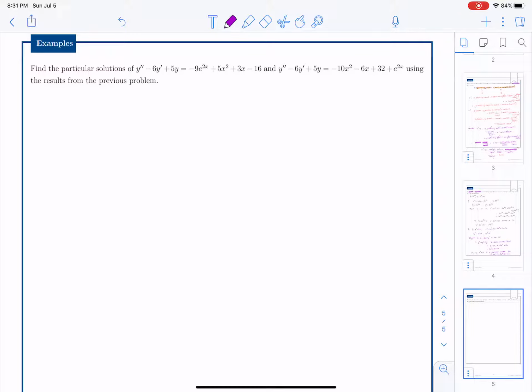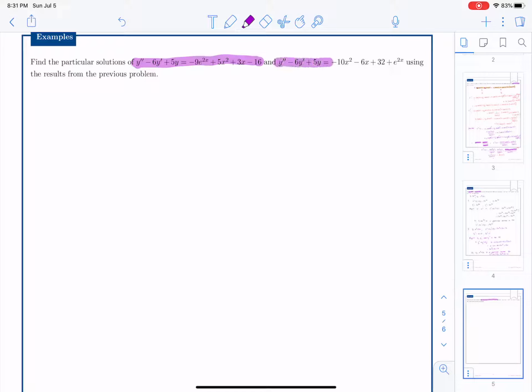So here we have an interesting problem where we have y double prime minus 6y prime plus 5y equals negative 9 e raised to x plus 5x squared plus 3x minus 16. And the other DE is y double prime minus 6y prime plus 5y equals minus 10x squared minus 6x plus 32 plus e raised to x. And we have to make use of the results from the previous problem. And the goal here is to find a particular solution.